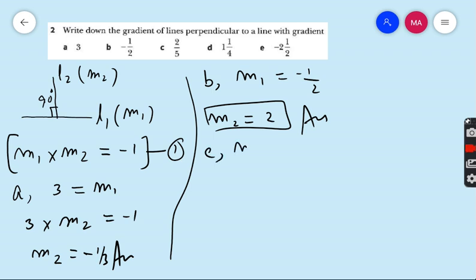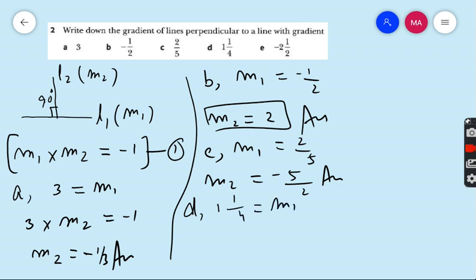Come to part C. If M1 is 2 upon 5, so M2 should be minus 5 upon 2 according to the formula of equation number 1. Come to part D. 1 whole 1 upon 4 is equal to M1. First write this in terms of an improper fraction. So 4 ones are 4, 4 plus 1 is 5, 5 upon 4. If M1 is 5 upon 4, then M2 should be minus 4 upon 5.